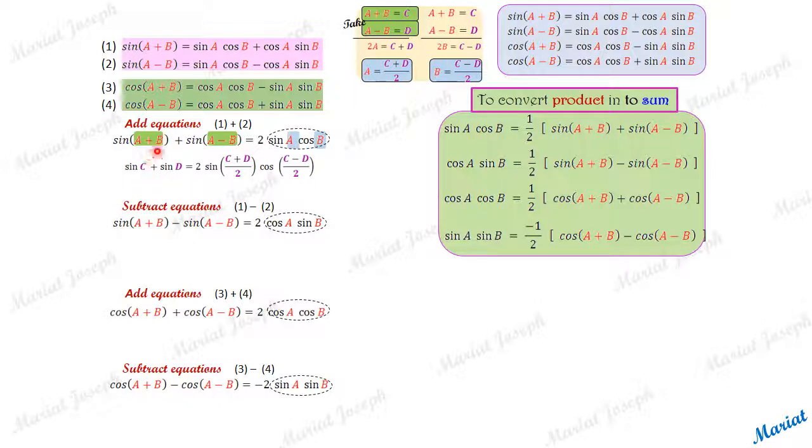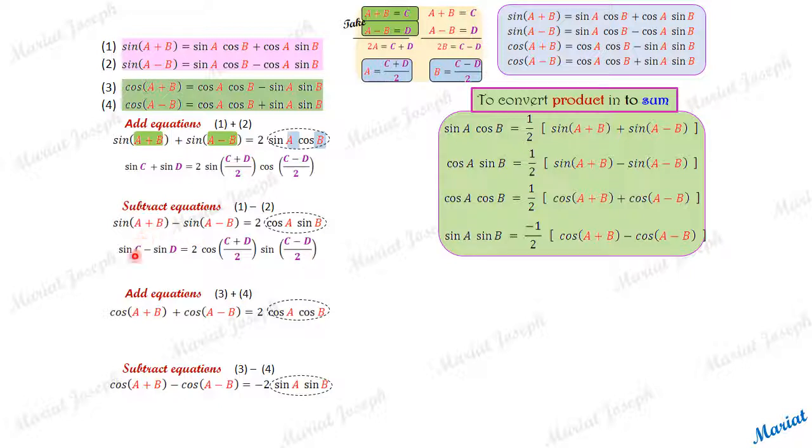Sin C plus sin D is equal to 2 into sin C plus D by 2 into cos C minus D by 2. Now look, this equation is helping us convert sum into product, a sine function into a cosine function. Whenever we have the sum of two trigonometric functions in terms of sine, we can convert like this. Let's do the same with the second equation.